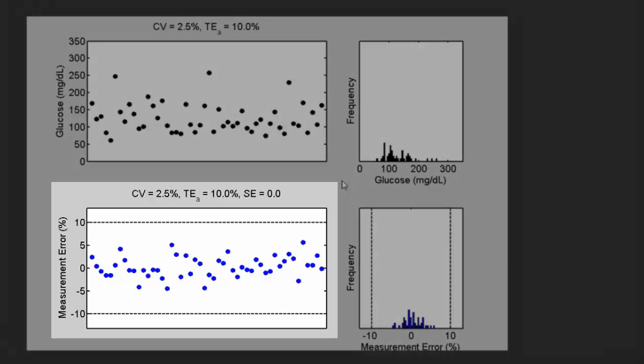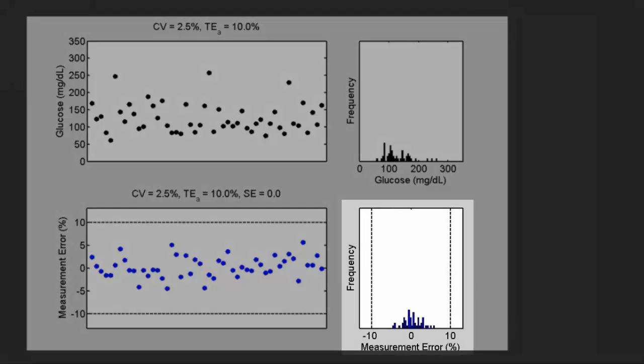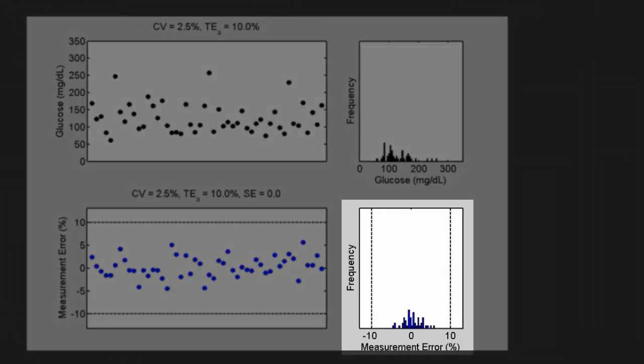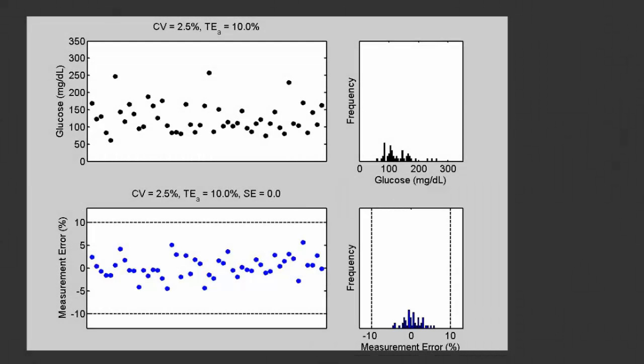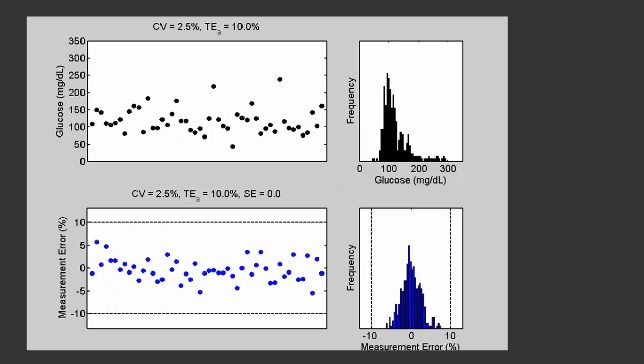Here we see the simulated measurement errors for the results displayed above. These were randomly generated, assuming a coefficient of variation of 2.5%. The lower right panel is a histogram of the measurement errors. Now let's continue to measure results. Again, here we see the results as well as the distribution.